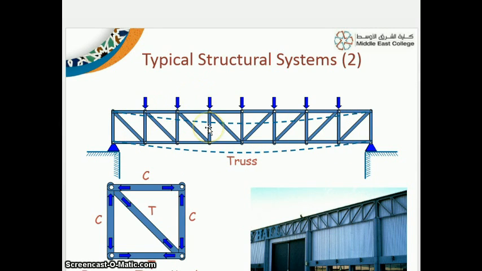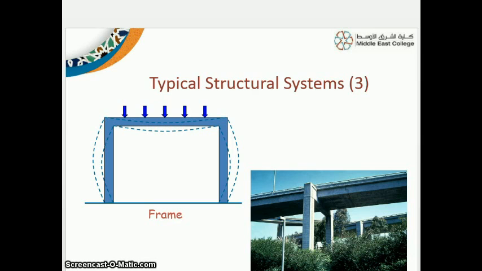When this type of force is applied from the top, these portions will go under compression, this portion and this portion, because these three are compressing. Due to this action, this part will get compressed and this part will get elongated. So tensile force is applied here. So this is an example for trusses. So we have typical structural elements.